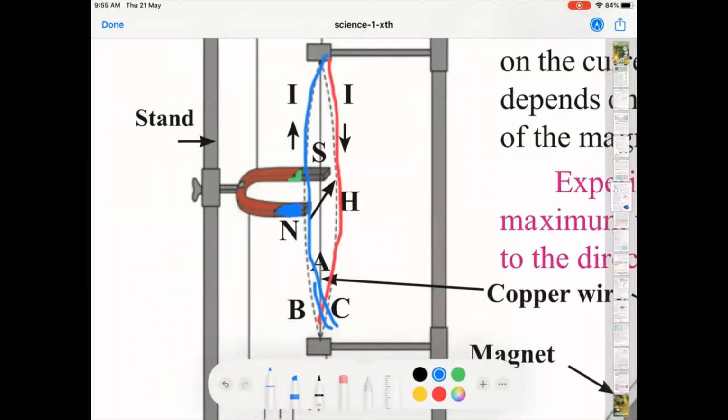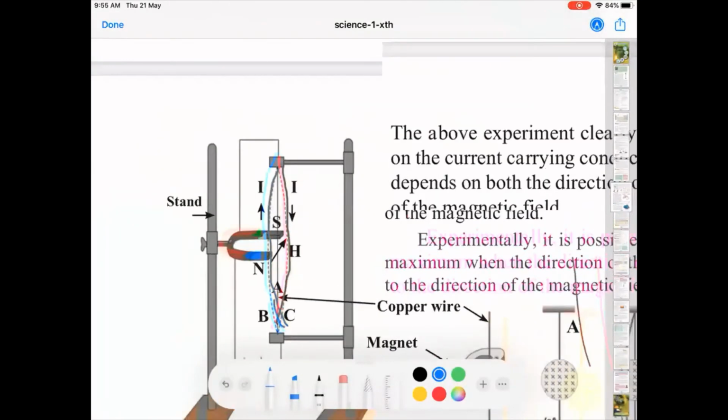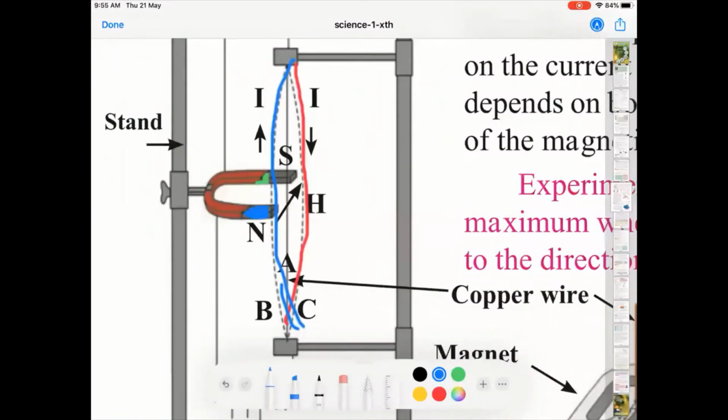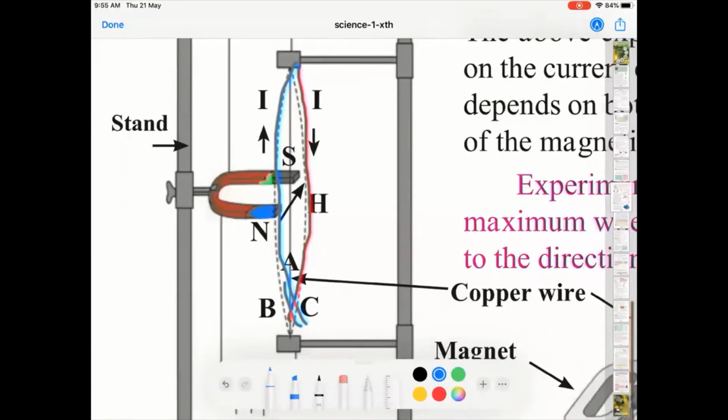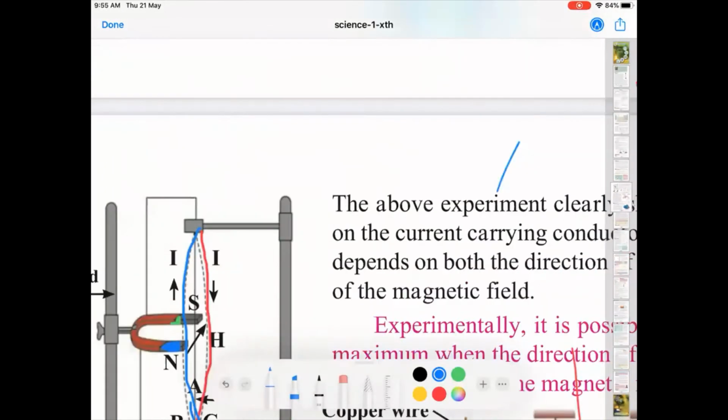Again let me repeat, if the direction of the current is reversed, then the wire will get displaced. The wire will get displaced in a particular direction, and that direction will be perpendicular to the magnetic field as well as the direction of the current.